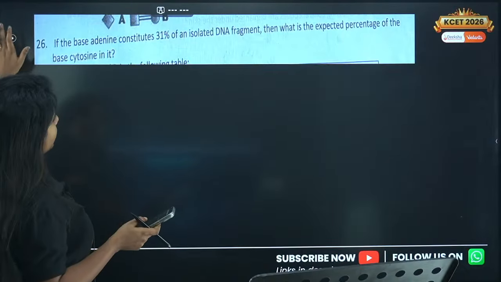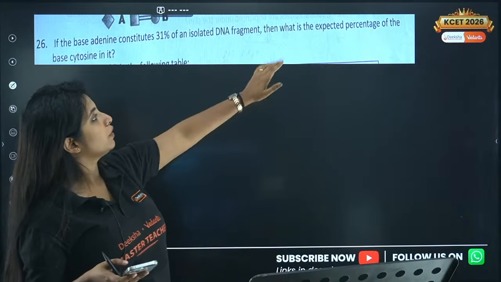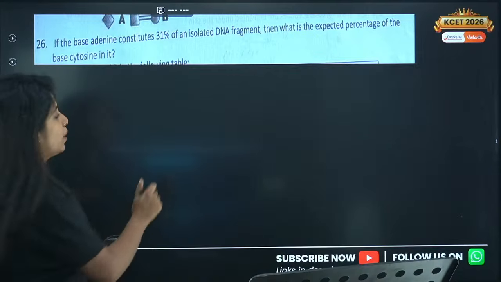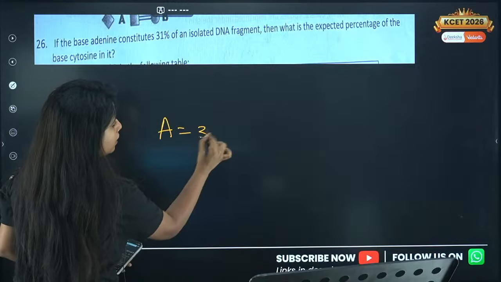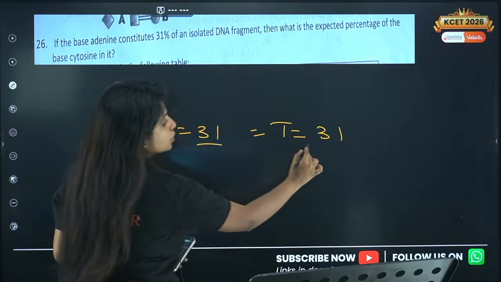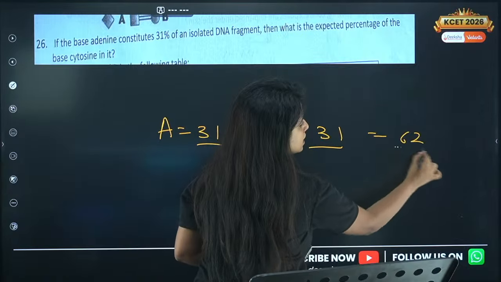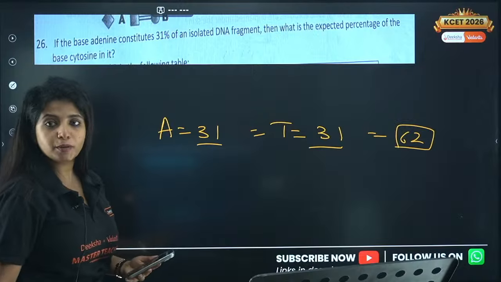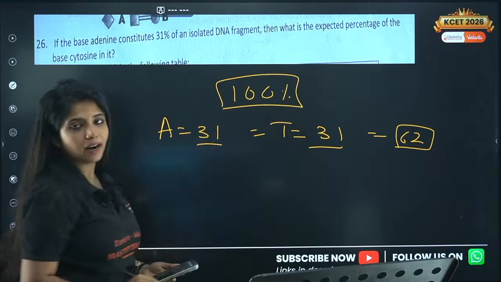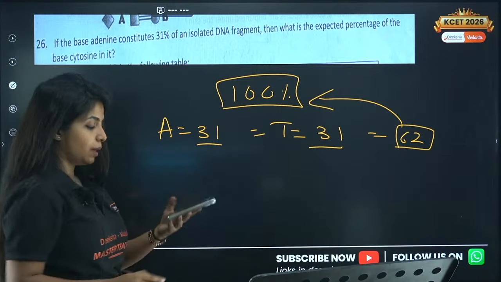Going ahead, if the base adenine constitutes 31% of an isolated DNA fragment, then what is the percentage of base cytosine in it? Adenine is given to be 31. So thymine would also be 31, my dear children. This is going to be equal. Now you add these. It comes out to be 62, and the total percentage will always be 100. So 100 minus 62, whatever number comes, you can divide between the 2 of them.